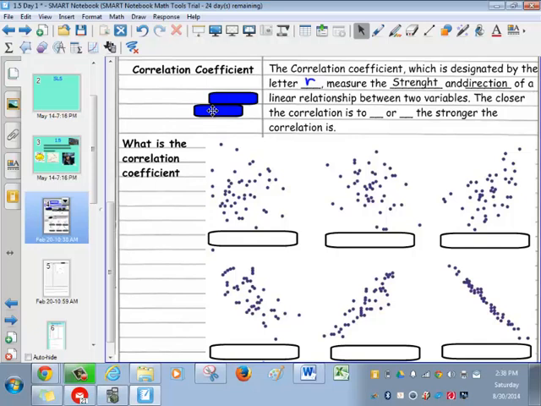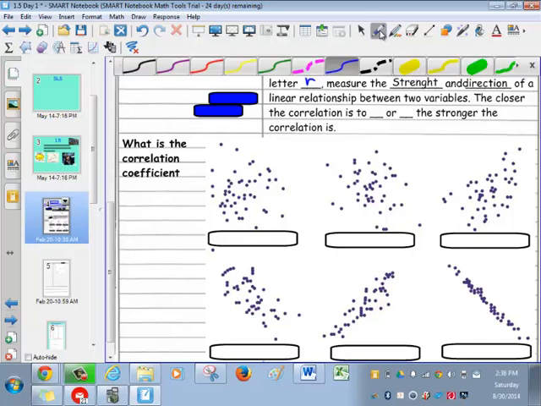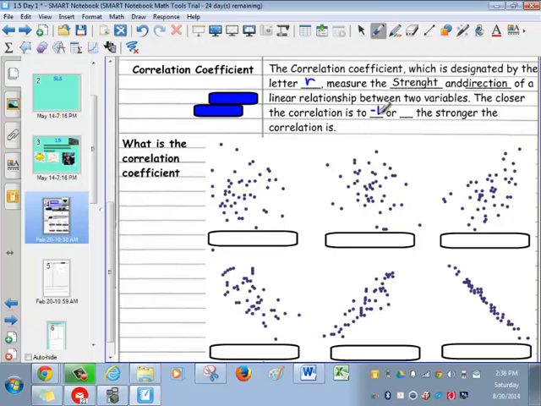Is it going to be a positive correlation or negative correlation? Now, the closer the correlation is to -1 or 1, the stronger the correlation is. So all correlations are between -1 and 1. If it's 1, it's a perfect correlation. And if it's -1, it's a perfect correlation, it's just negative. Those are perfect ones. As they get closer and closer to 0, then you're talking about less and less correlation.